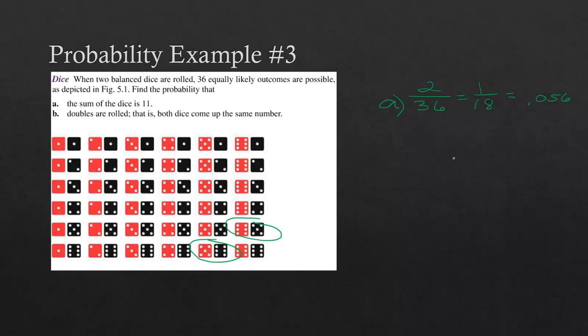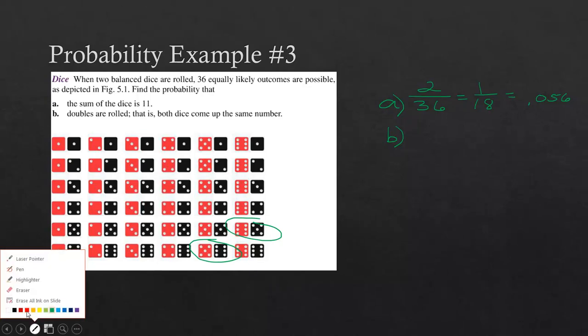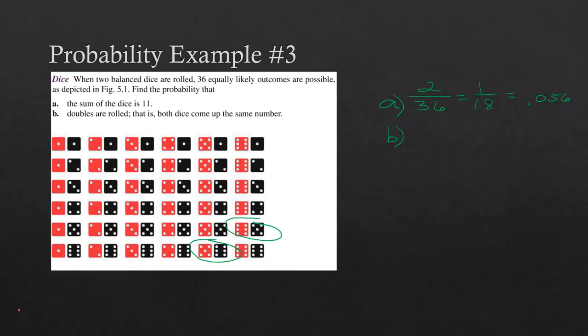Well, let's look at letter B. I would pause the video right now and see if you could do letter B on your own, and then you could watch my explanation. But letter B are the doubles. So when it comes to doubles, and let's switch to a different color so you can see this. When it comes to doubles, if you're not familiar with dice, these are doubles, okay? These are doubles when they come up to be the same, okay?